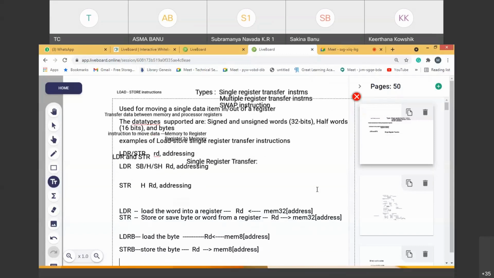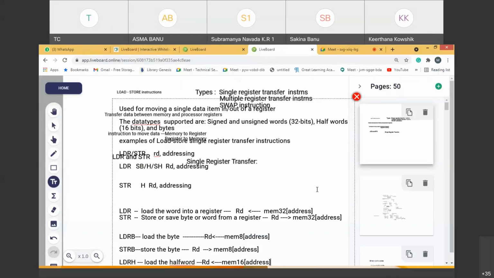So STRB. Then if I say LDRH, what will you understand? Load the half word. Half word means what? These are the terms we should know. The same way you write RD. Half word means memory of 16-bit. It can handle 16-bit data. So 8-bit size memory, 16-bit size memory, 32-bit size memory.